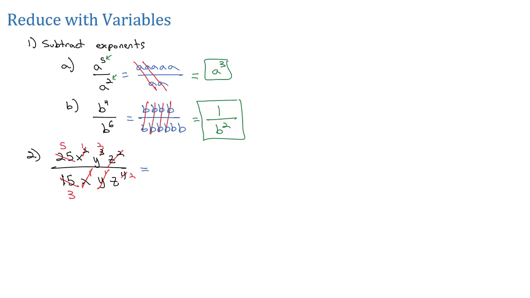So put that all together. What's left is a 5, x to the 1st, y squared on top. In the denominator, what's left is a 3 and a z squared. And that then is considered our reduced fraction, because we subtracted the exponents on the variables. It's your turn to practice some of these, and be sure to ask your instructor if you have any questions.